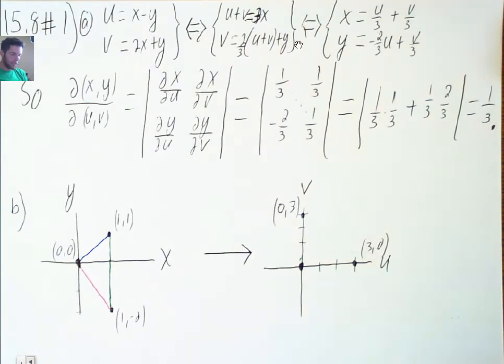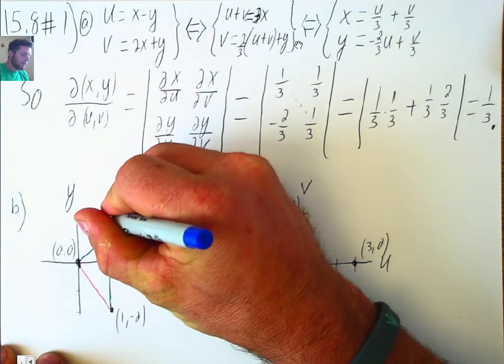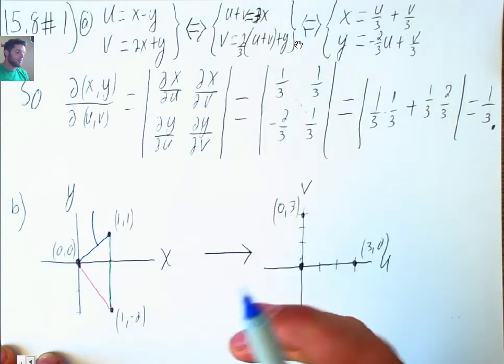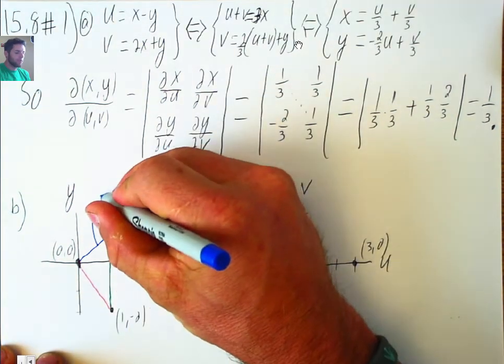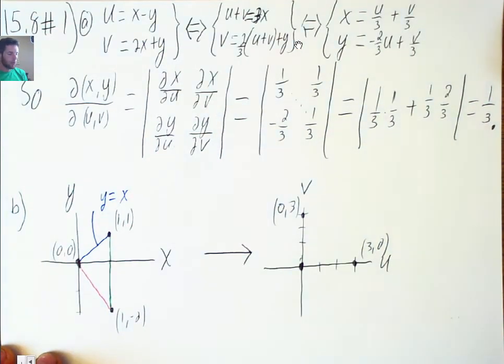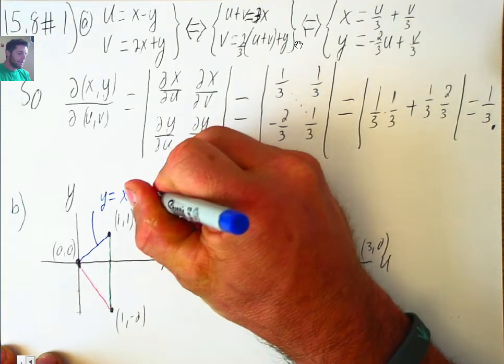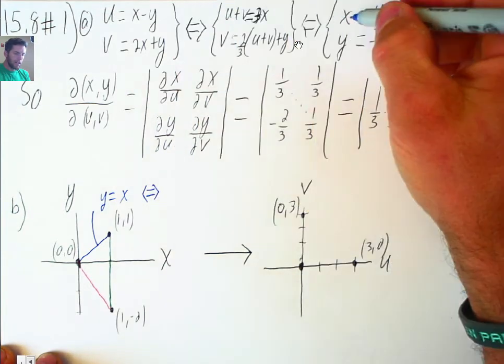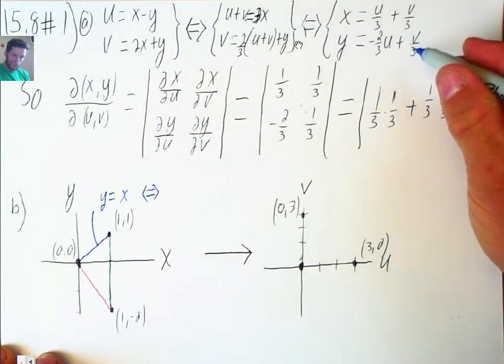I'm going to take this blue line, and it is, of course, part of the solution set to y is equal to x, right? y = mx + b, slope of 1, y-intercept of 0. And that is equivalent to y and x in terms of u and v, which look like this.